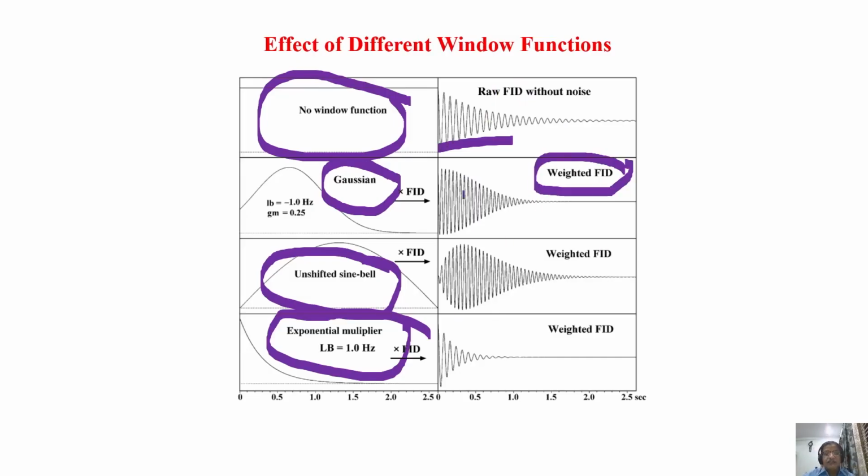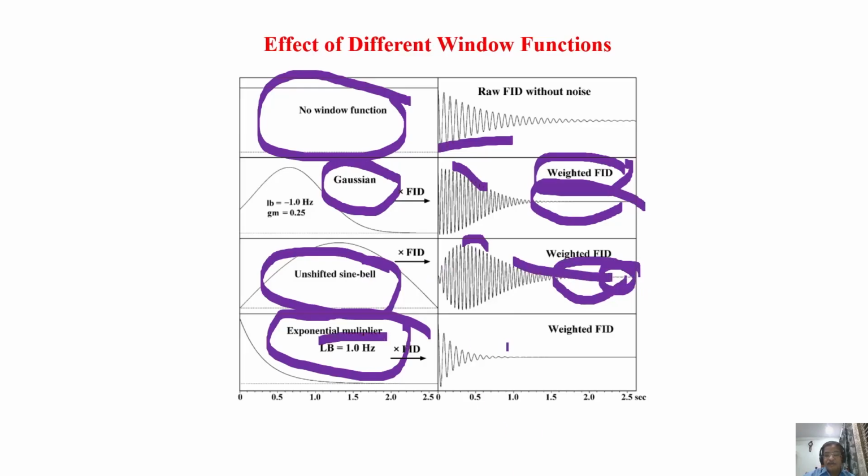Look at this one. This is a Gaussian. Now the signal part here increased, you reduce the noise here. Here the signal part is more in the shifted sine bell, whereas here in the unshifted sine bell, the noise component is quite a bit reduced, but the signal is also decaying.